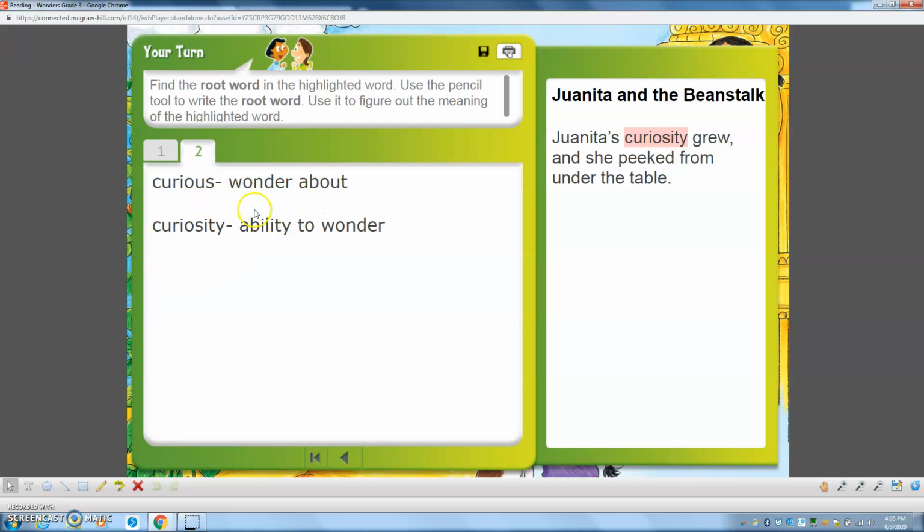So curiosity, Juanita's curiosity grew. We know that that is something to do with wondering. It means the ability to wonder. So we can see that Juanita was able to wonder about what was going on under the table. So we can figure out what that word means by figuring out the root word. If we know what curious means, we can figure out what curiosity means.